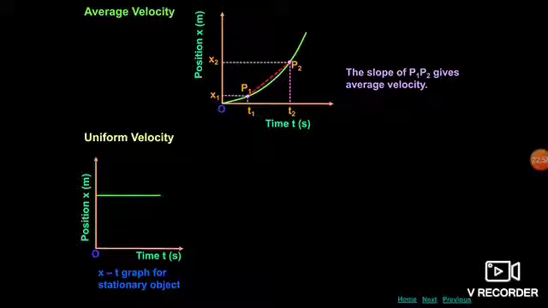Xt graph for a stationary object. If time is only running but position is not changing, it means what? The object is stationary.